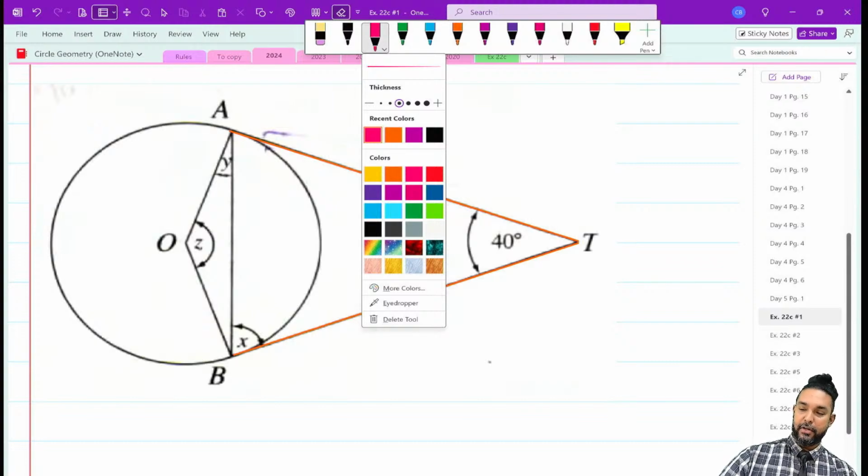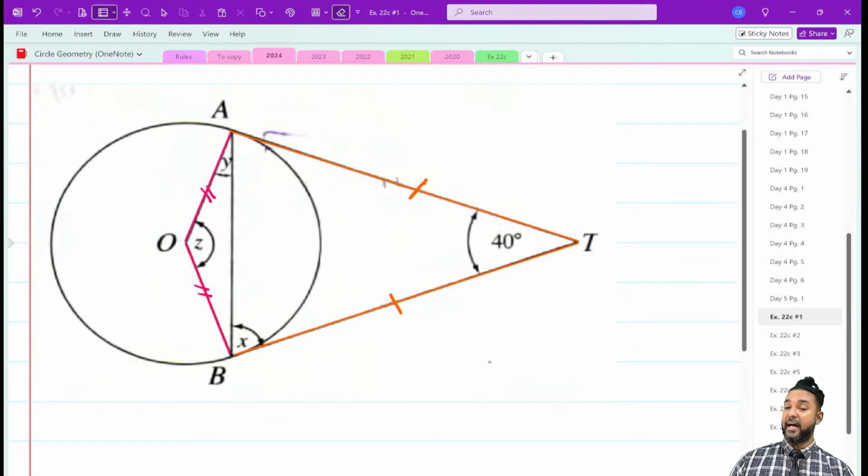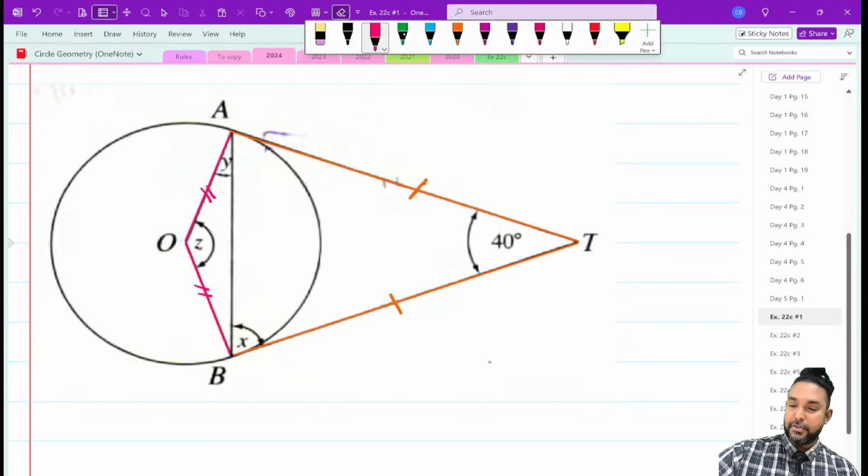Now, what can we also say about OA and OB? They are 2 radii in the same circle, which means what about their lengths? They're the same length, they're equal. So let's put a little double stroke there. Now, there's only one angle here for which we have the magnitude. What angle is that? Angle at T. And what is the value of the angle there? 40 degrees.